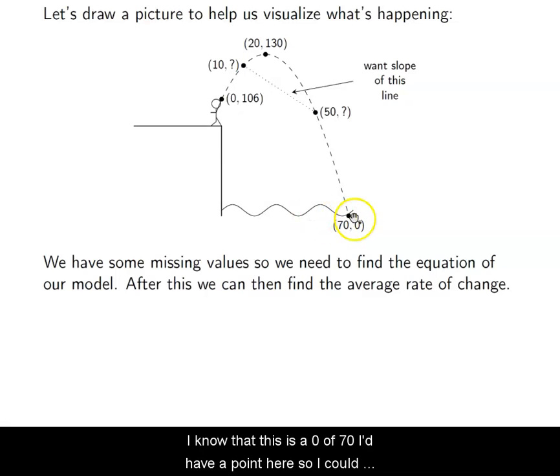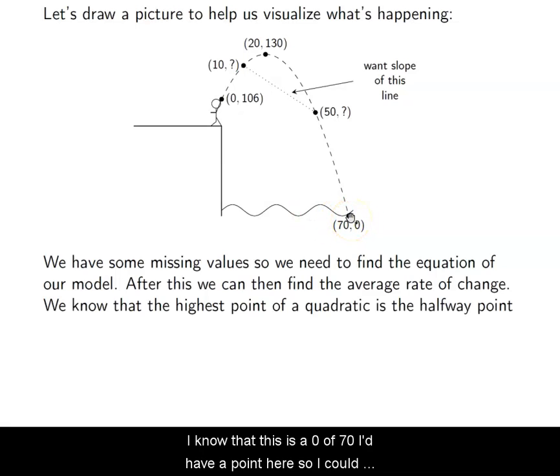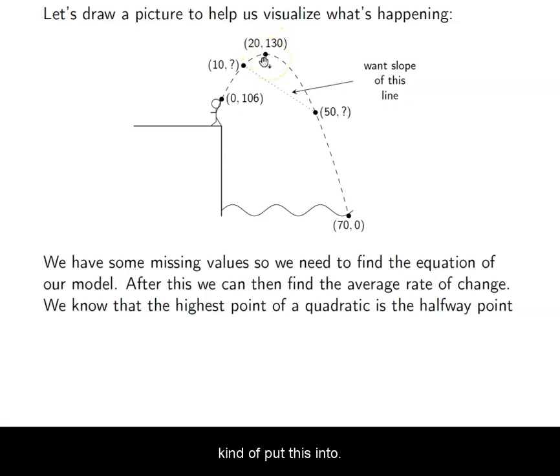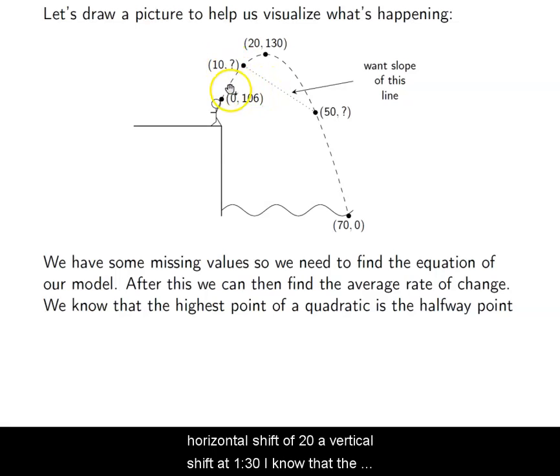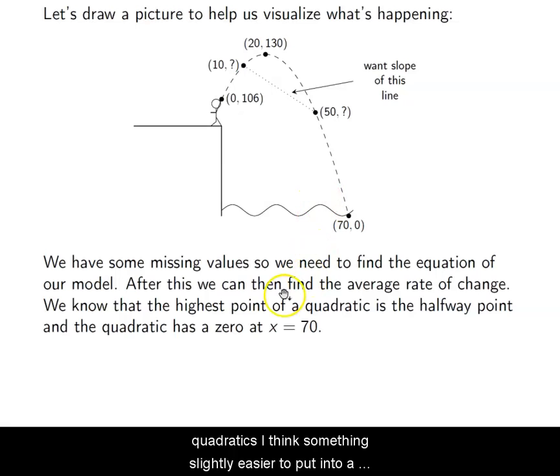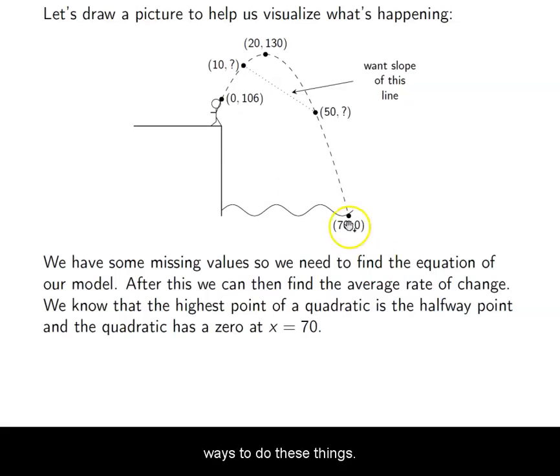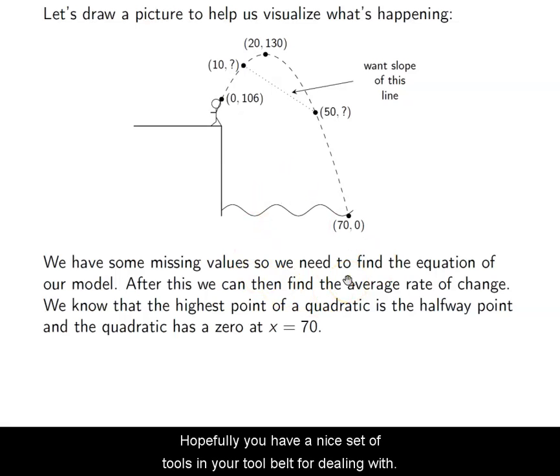I know that this is a 0 of 70. I have a point here, so I could kind of put this into vertex form, right? Looking at the shifts, I know I have a horizontal shift of 20, a vertical shift of 130. I know that the parabola is negative, so I could put all of that together. For quadratics, I think something slightly easier is to put it into factor form. All right, it really doesn't matter. There's lots of ways to do these things. Hopefully you have a nice set of tools in your tool belt for dealing with quadratics at this point, right?